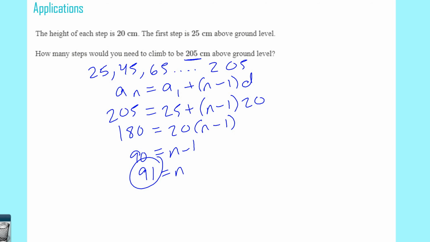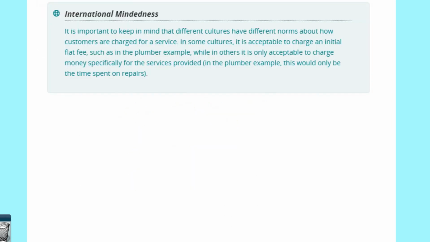All right. Let's see. It's another international mindedness. It is important to keep in mind that different cultures have different norms about how customers are charged for a service. In some cultures, it is acceptable to charge an initial flat fee, such as a plumber example. Oh, that was a previous problem. While in others it is only acceptable to charge money specifically for the services provided.